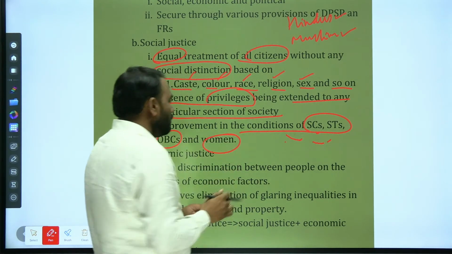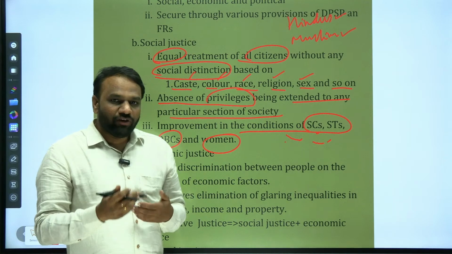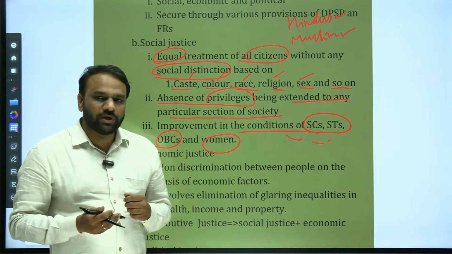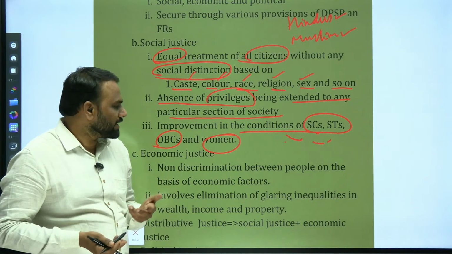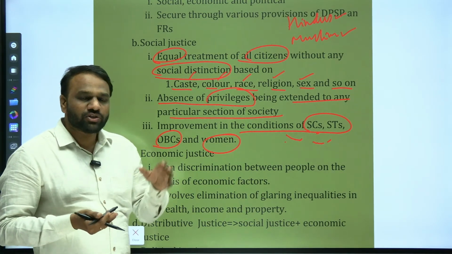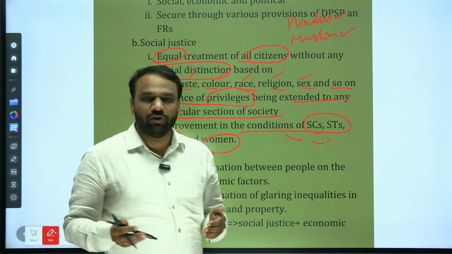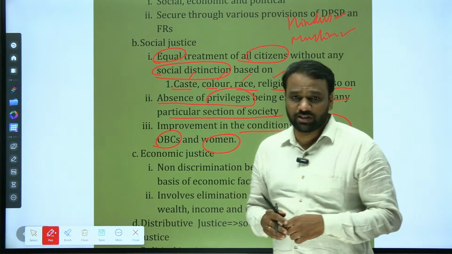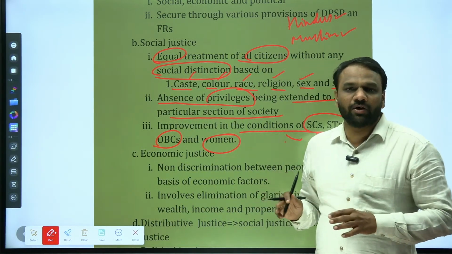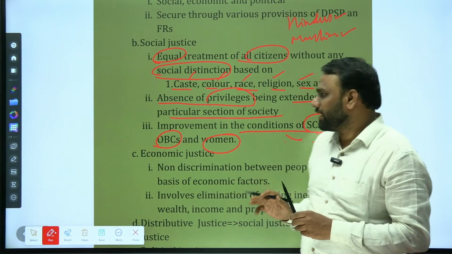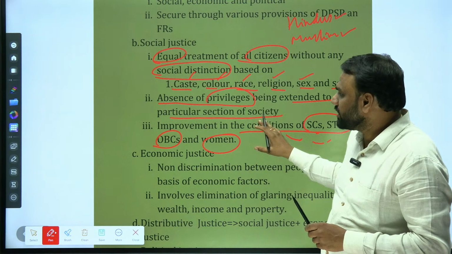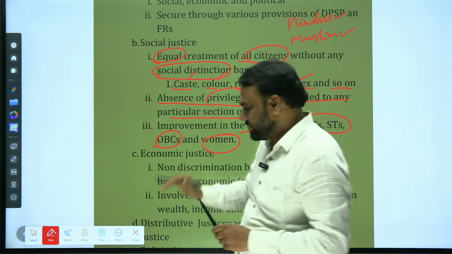Okay, so whenever we make an effort to improve the conditions of scheduled caste, scheduled tribe, other backward classes, and women, all these come under the example of what? Social justice. Okay, social justice. And there are provisions in the constitution which we will be discussing when we start discussing about what? Fundamental rights. Okay, so ensuring all these things, they are part of social justice.